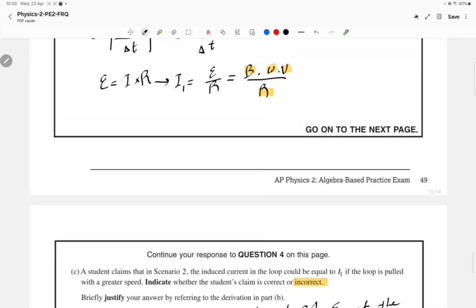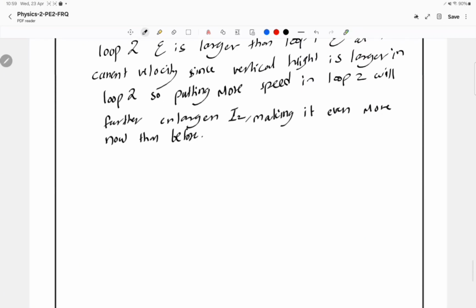And if you want, you can always invoke this expression, I is equal to BWV over R. Since I is equal to BWV over R, more speed leads to more current.